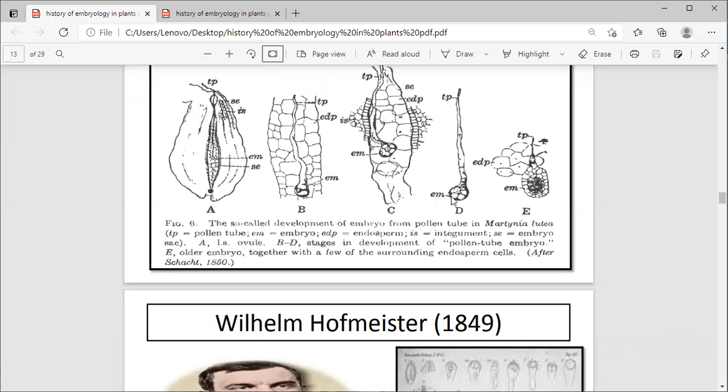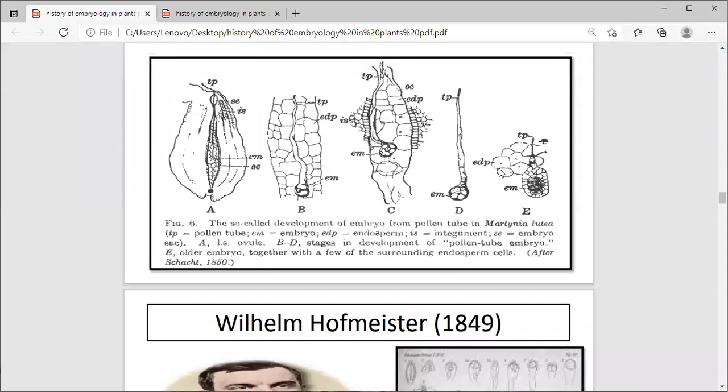Style, stigma and ovary. This M means older embryo. See, this is the older embryo. First time he catches the embryo like this one. After that, together a few surrounding endosperm cells. If you see here, this is some kind of embryo, and this is the endosperm cell. So this is the study here.